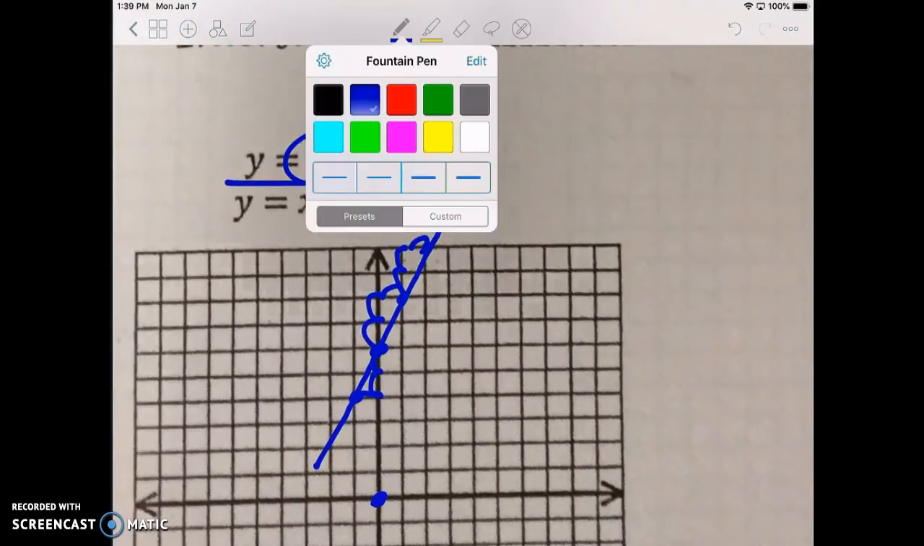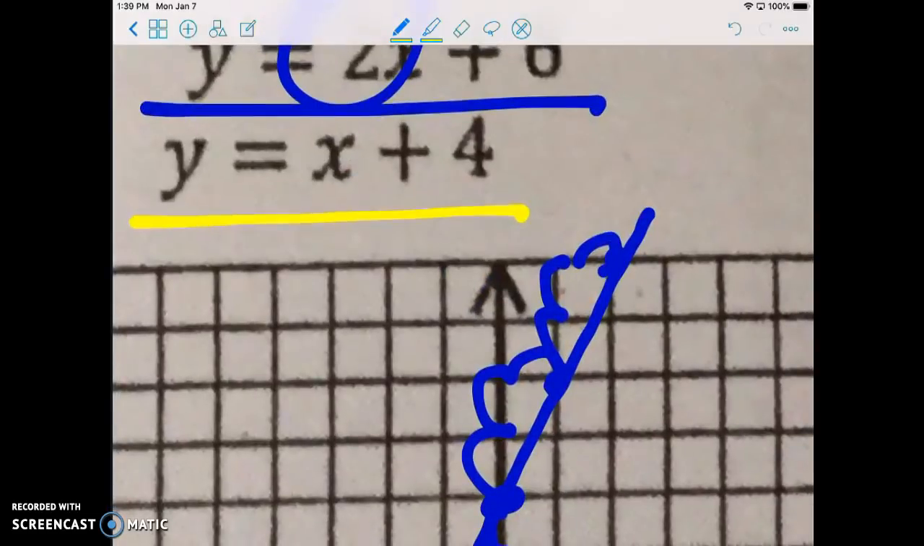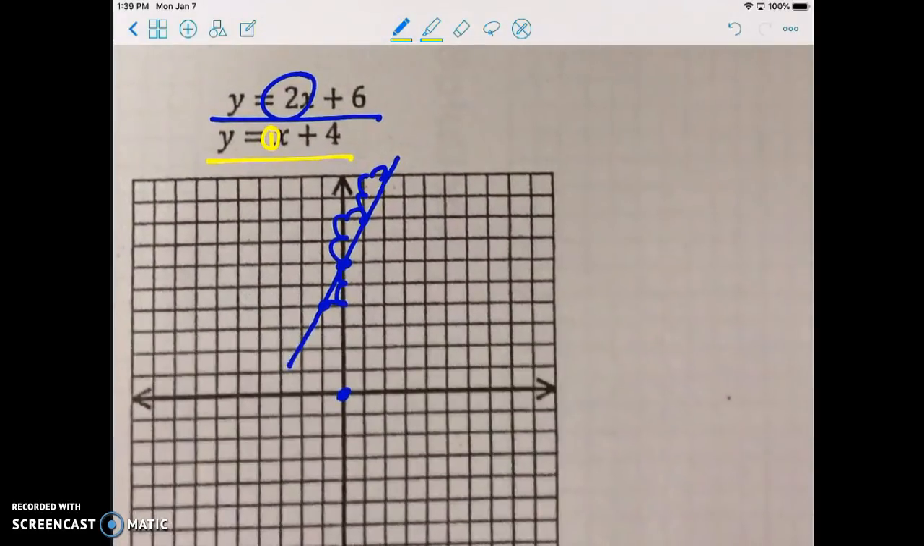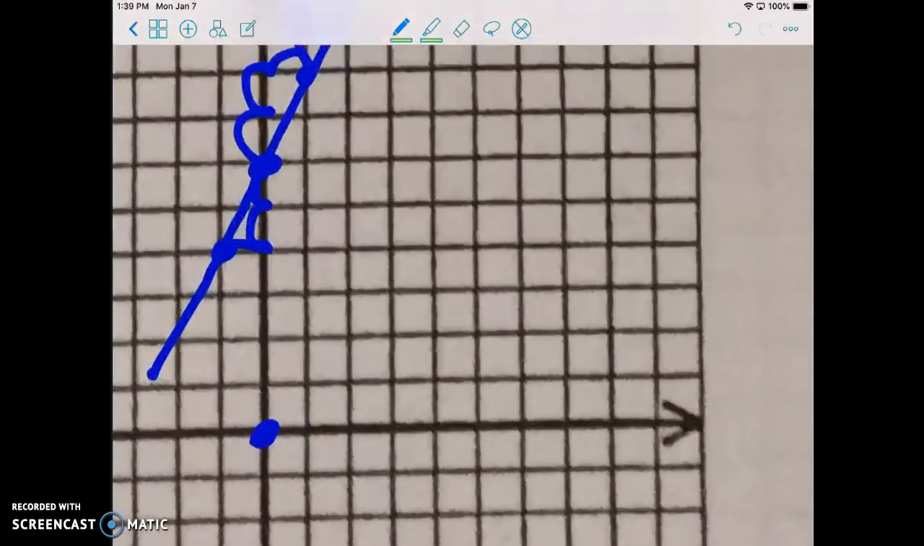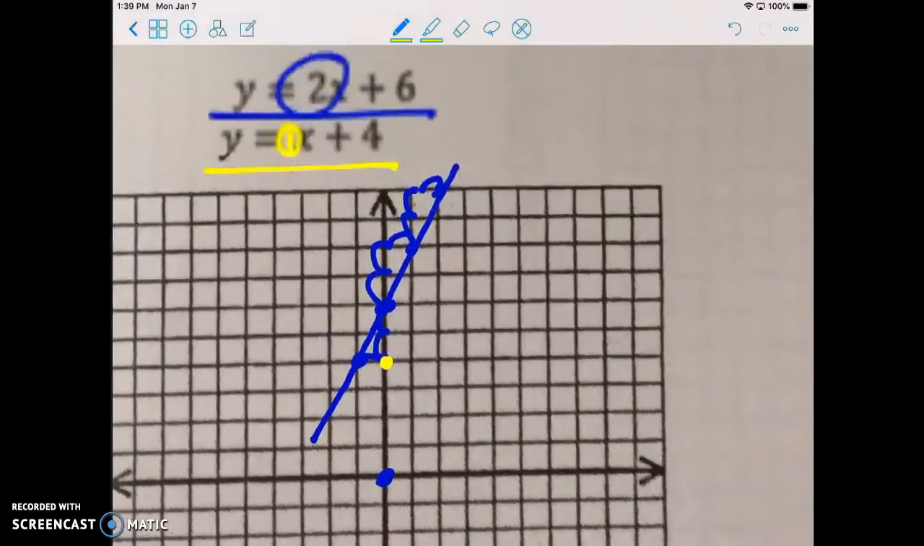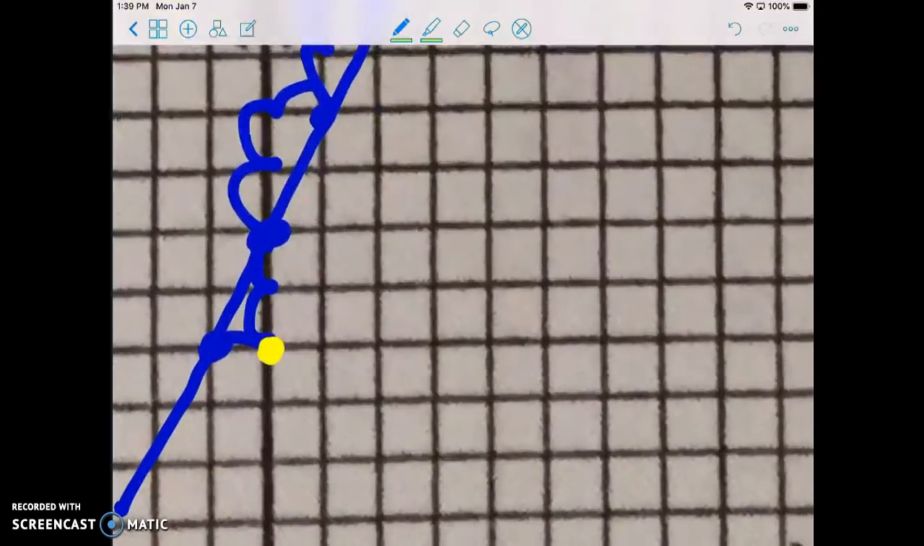And then we graph the other one. We're going to graph that one in yellow. y equals x plus 4. Remember, when there's nothing in front of the x, it's a 1. So that means the slope is 1. So we start at 4. So 1, 2, 3, 4. We start in the same spot. Then we go up 1 and over 1. Up 1, over 1.